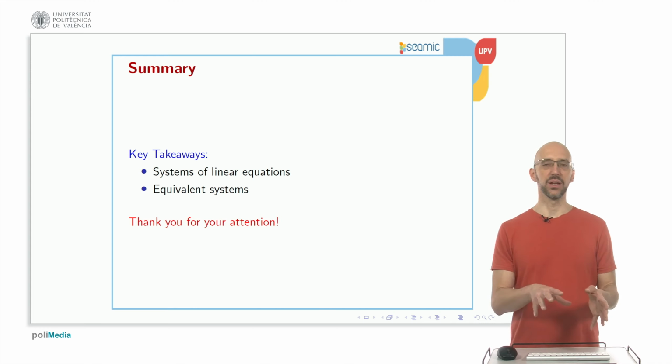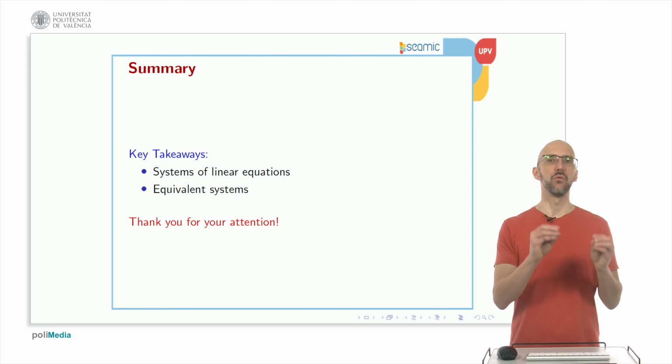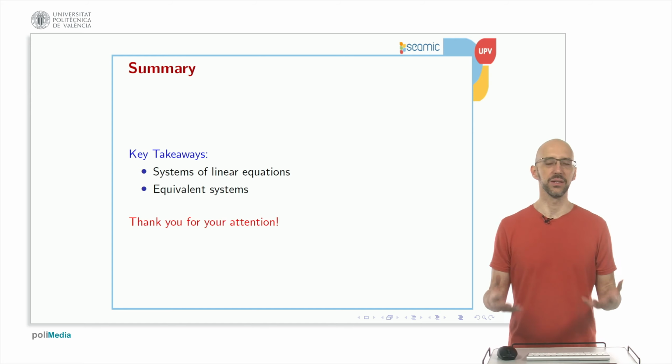And in order to do that, we are going to see something that is called Gaussian elimination, where we are trying to obtain something that is called the row reduced echelon form. We will see this in new videos.